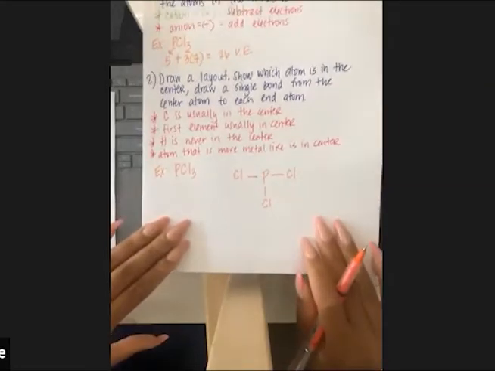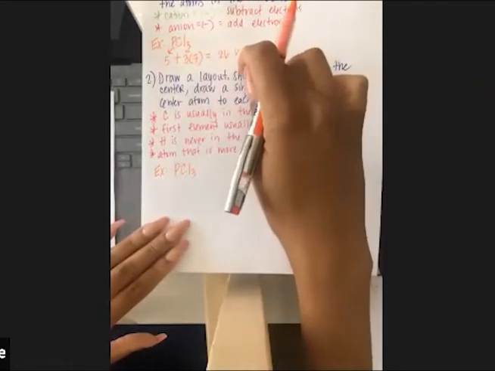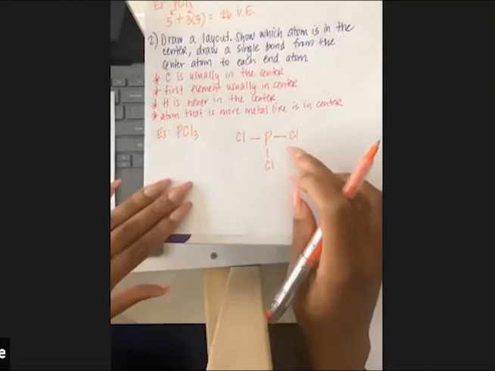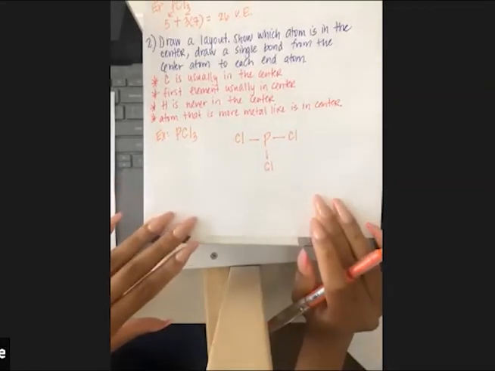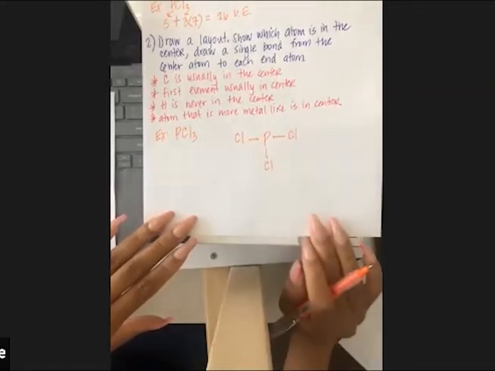So to recap, the first step said, count up all the valence electrons. The second step says, put which atom you think is going to go in the center, and then draw a single bond to each one of those other atoms.